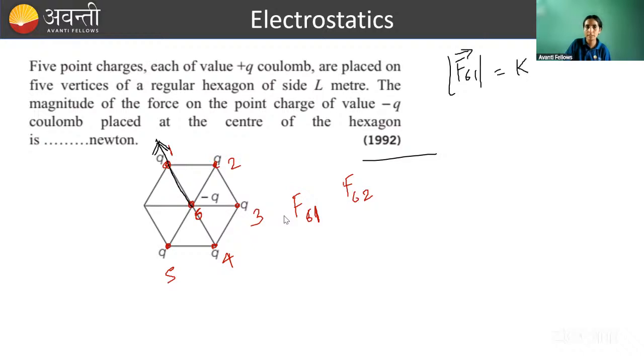Its value will be k q into q divided by L square. Because this is a hexagon. If its side is L, this also will be L. This also will be L through geometry, right? So this thing will look like this.